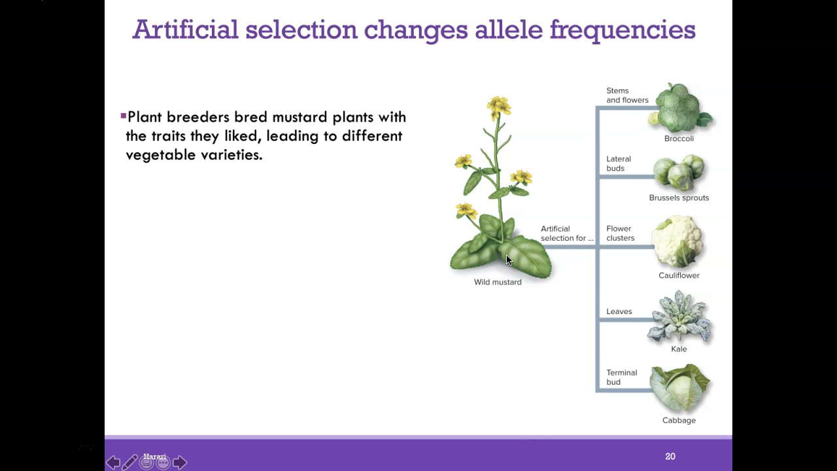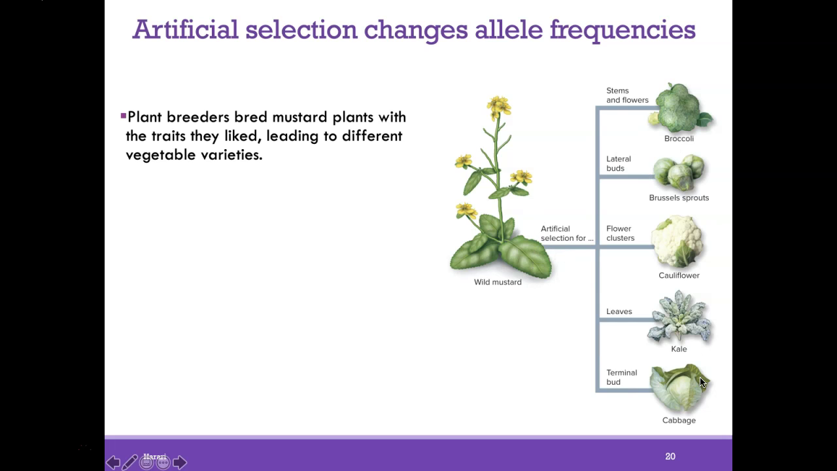Suppose that wild mustard plants also had large lateral buds. So we might have continually only selected for those individuals with large lateral buds, and those eventually led to Brussels sprouts. Same thing with cauliflower. Comes from flower clusters of the same wild mustard plant. Kale comes from the leaves. Cabbage comes from large terminal buds from this wild mustard plant.